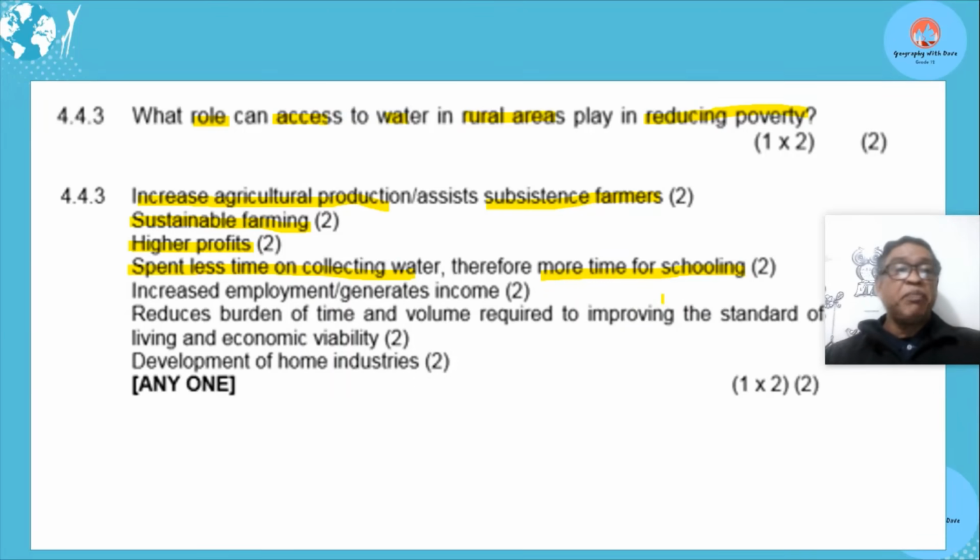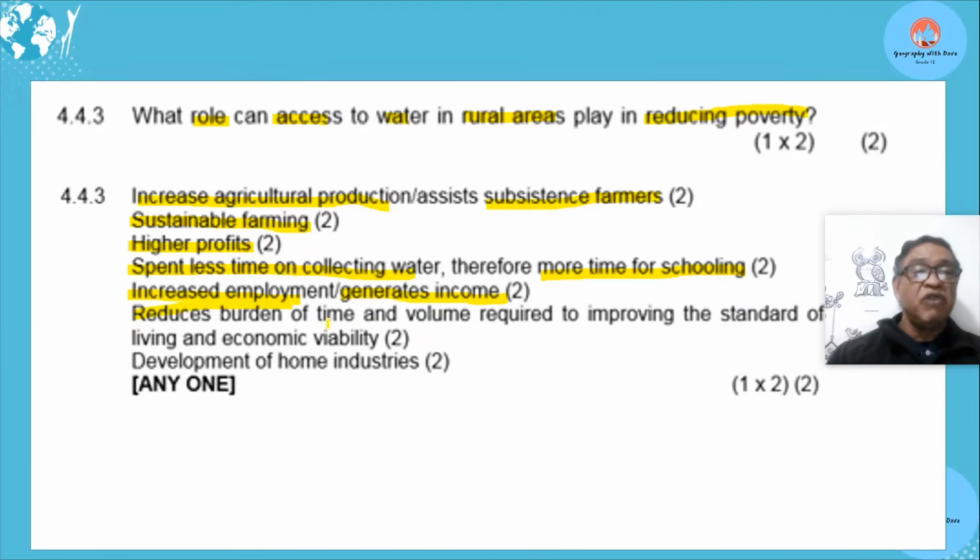Because you have water available, production improves, higher profits, less time spent in collecting water, therefore more time for schooling. I know this is specific, you understand, to subsistence, etc. Because now what happens is that children have to do a certain amount of the activity, but this can reduce it. Parents can bring in more water. Children can attend schools for a longer period of time because the chores are less or the labor needed is less. Increase employment and generates income because now you have more water. Your production increases, so more people employed.